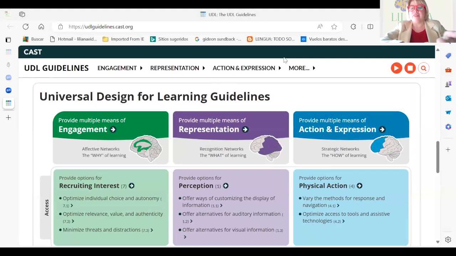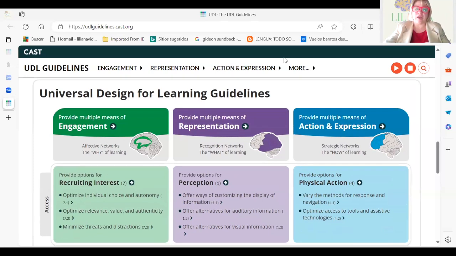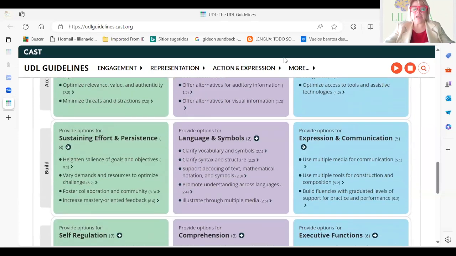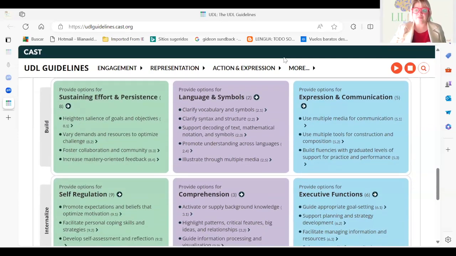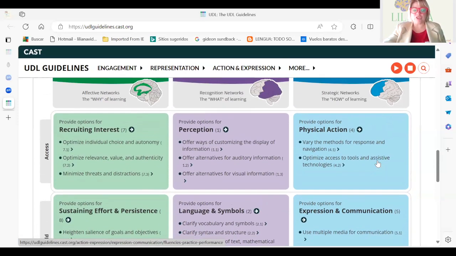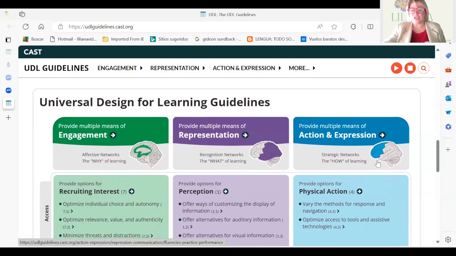So here you have at the beginning, as I told you, the first one, you have engagement, the vertical, the green, the purple, and the blue, and then you have the ones in horizontal that you have access, build, and internalize. Okay, sorry, I haven't read the chat before because I thought I was showing this. This is the guidelines from CAST.